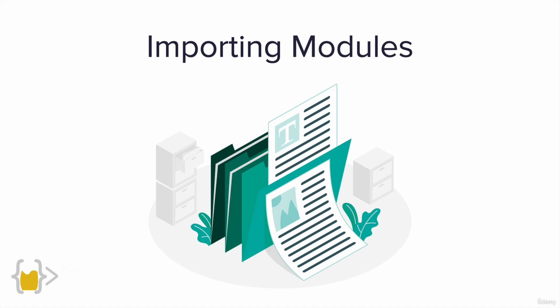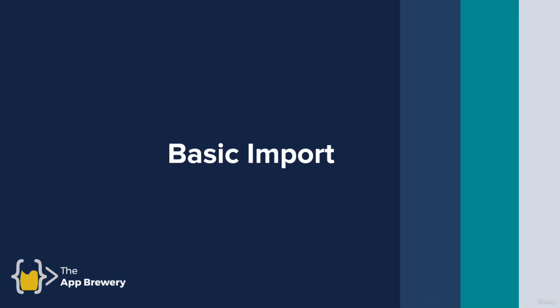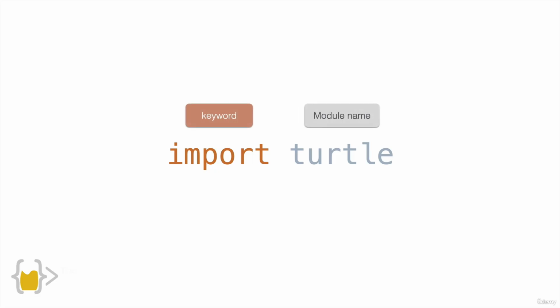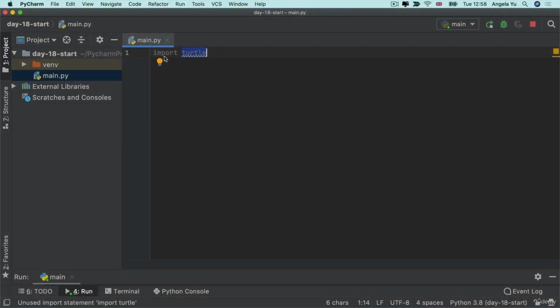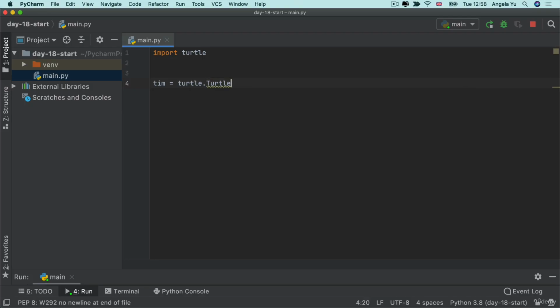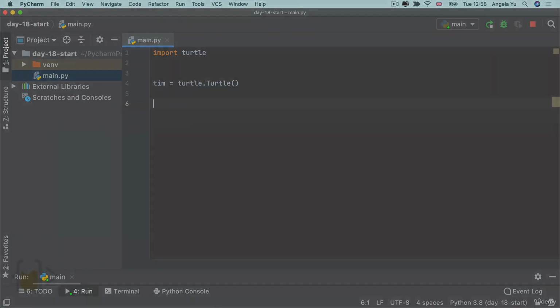So I want to spend a few minutes just quickly talking about all the ways that we can import modules. So we've already seen the basic import, and it's very simple. We have the keyword import, and then we have the module name that we want to import. So if we had just imported our turtle module with the simple import, then in order to create a new turtle, we would have to say the module name and then the name of the class. And we would create a new turtle like this.